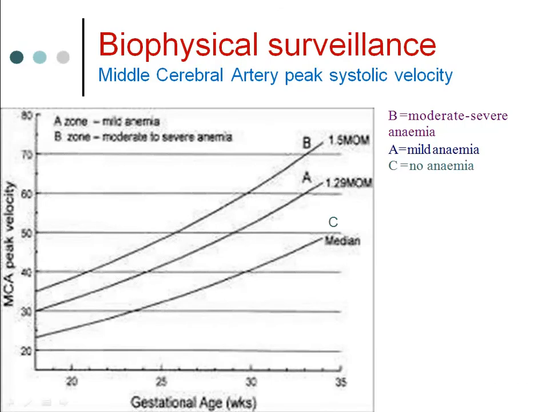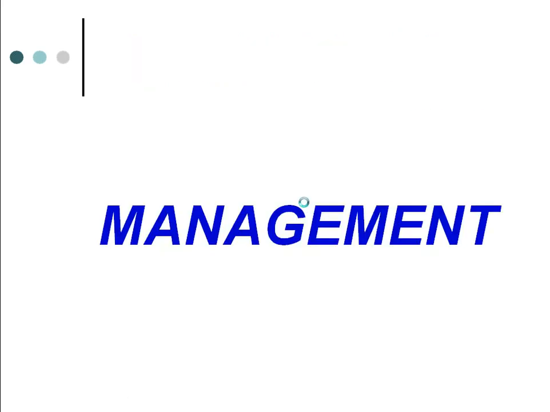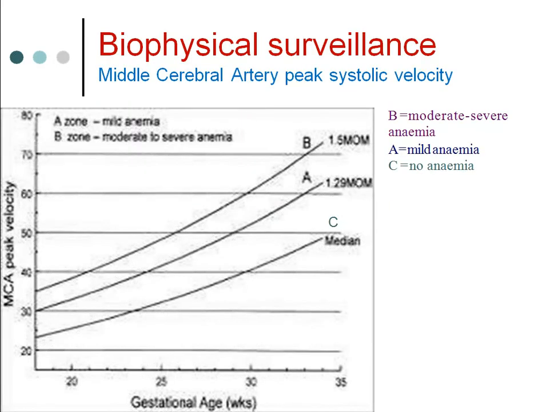And as you see in this chart, if it is more than 1.29, that shows a mild anemia. If it is more than 1.5, that shows a moderate to severe anemia, and you have to intervene. So in this way, you know the condition of the fetus.